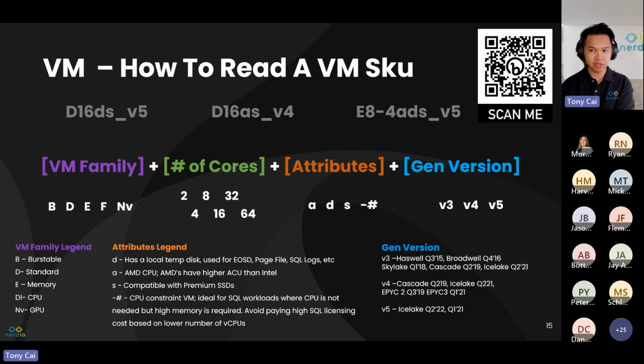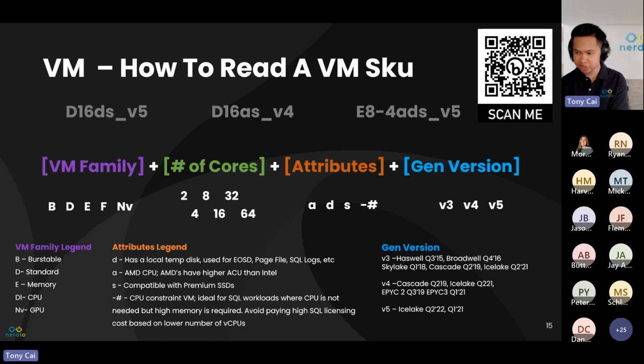So the E8 machine has 8 CPUs, but the E8-4 has 4 CPUs. It's got the properties of a full E8, but the minus 4 denotes that it's actually limited to only 4 CPUs. So when you license SQL, you're licensing it for 4 cores instead of the full 8 cores, but you have the memory properties of an 8-core machine, which is 64 gigs of RAM. So that's how you read it.